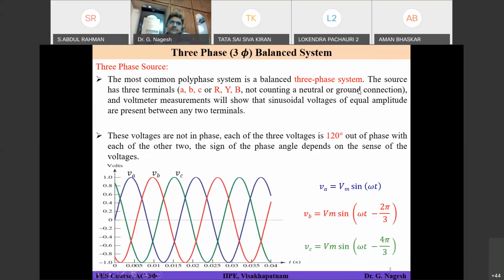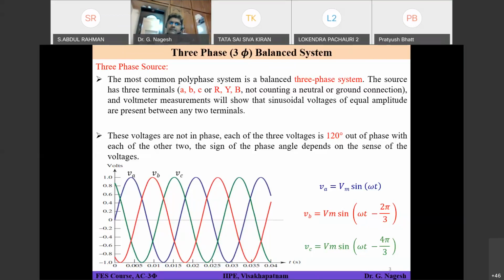The source has three terminals. When you talk about the source in a single phase system, you have one phase and one neutral. But in a three phase system, you will have three terminals. They can be represented as A, B, and C, or R, Y, and B. RYB stands for what? Red, yellow, blue. It is basically the color code of the wires which you are going to use. It is basically RYB in India.